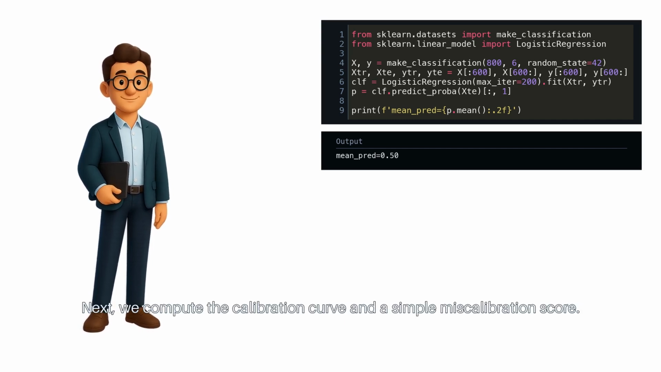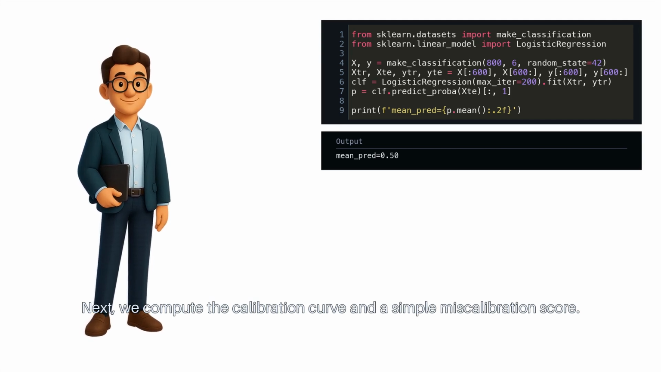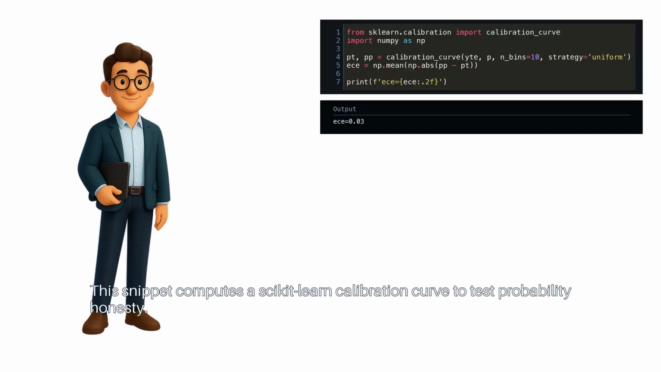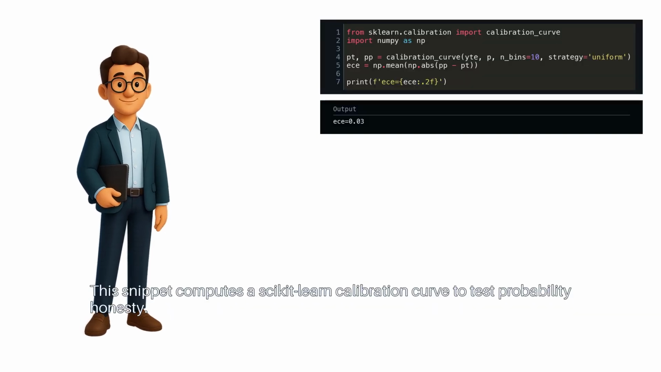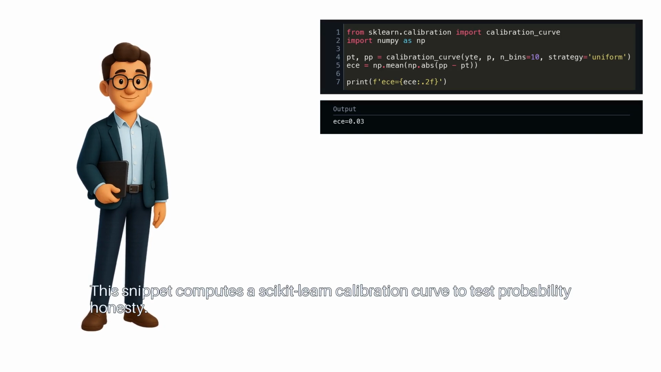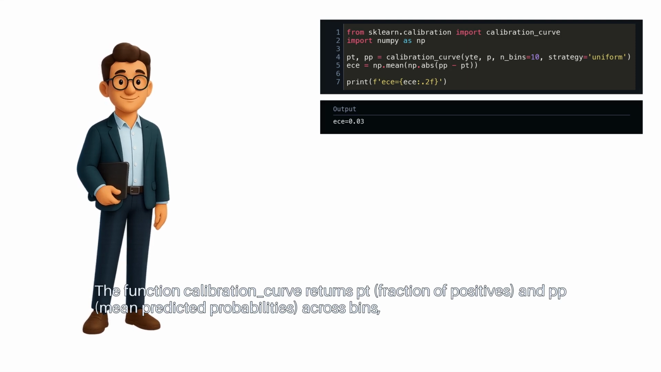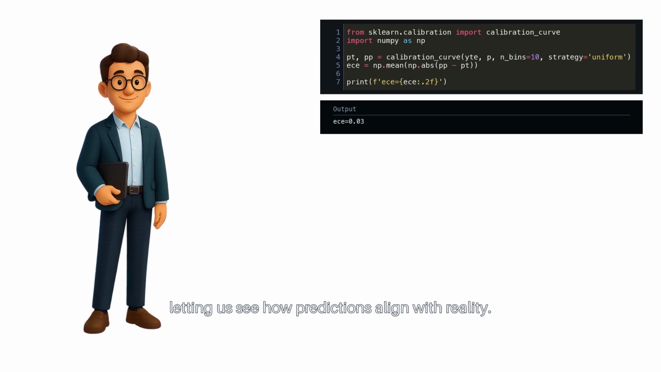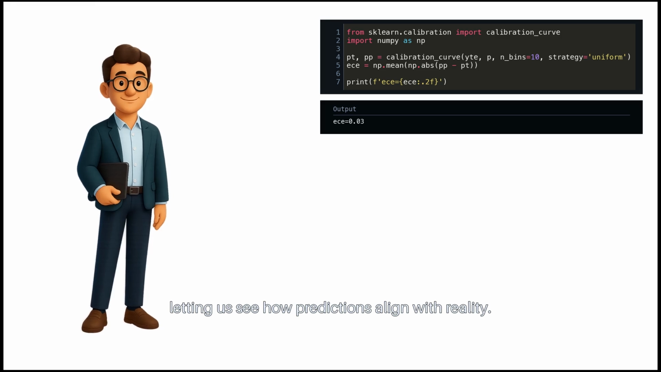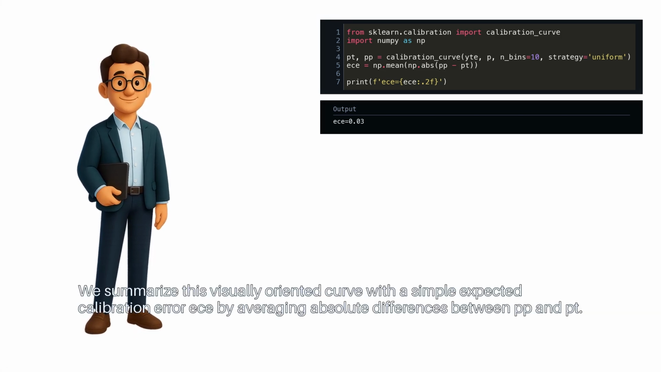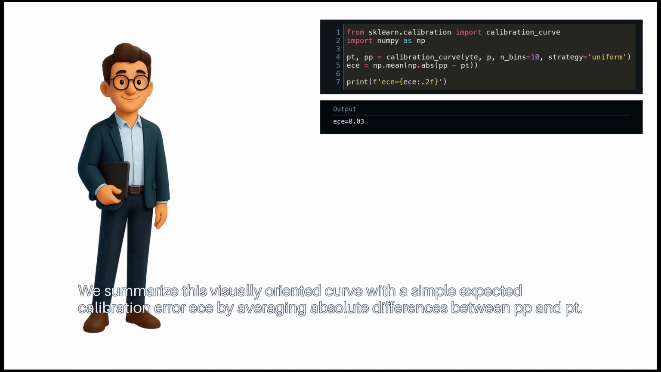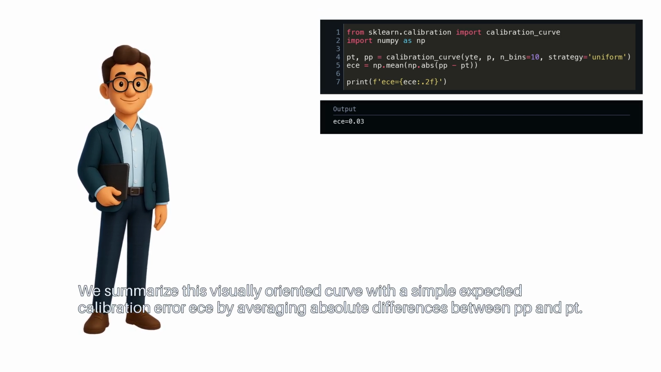Next, we compute the calibration curve and a simple miscalibration score. This snippet computes a scikit-learn calibration curve to test probability honesty. The function calibration_curve returns PT, the fraction of positives, and PP, the mean predicted probabilities across bins, letting us see how predictions align with reality. We summarize this visually oriented curve with a simple expected calibration error, ECE, by averaging absolute differences between PP and PT.